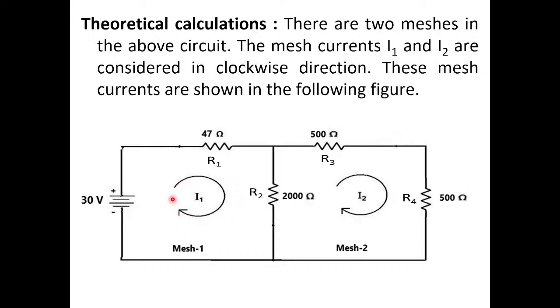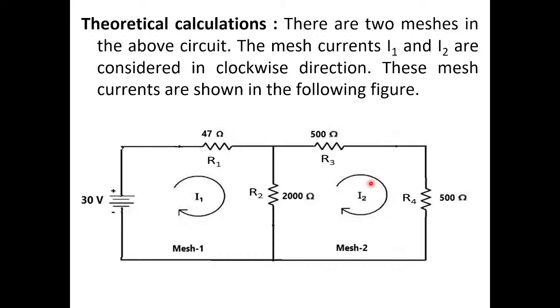Now if you observe, I have drawn some arrow marks in both the meshes. If you carefully observe, are these arrow marks clockwise or anti-clockwise? You can mention it in the chat box, whether these loops are clockwise or anti-clockwise.